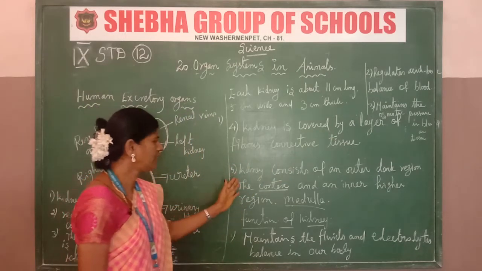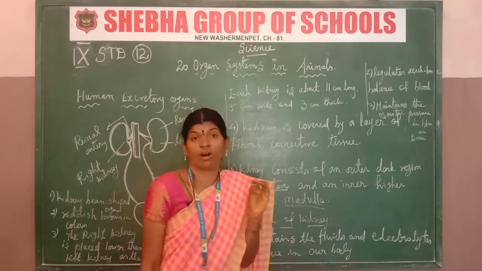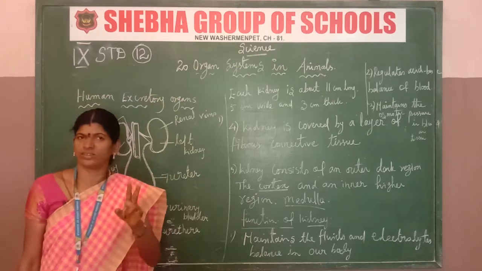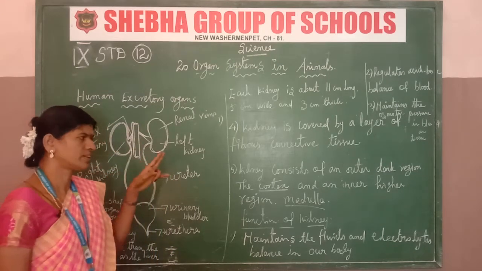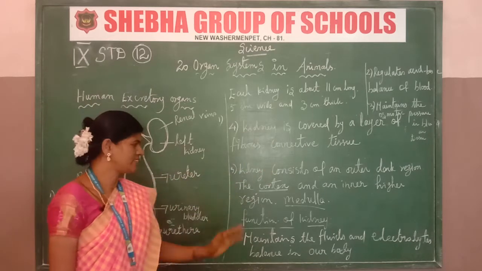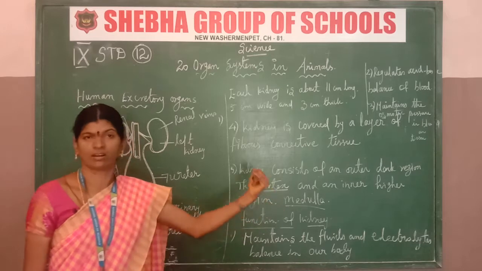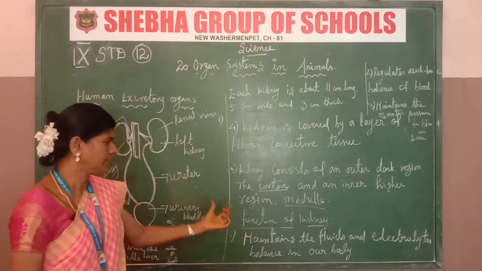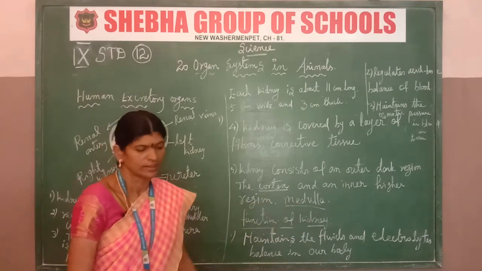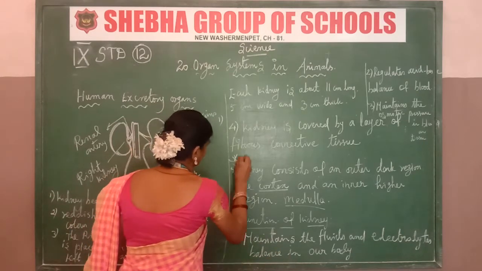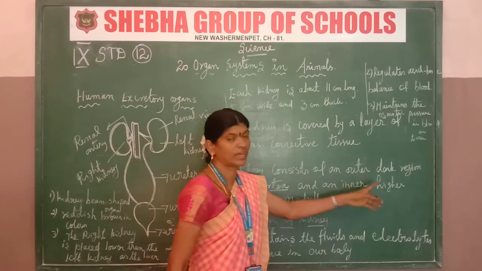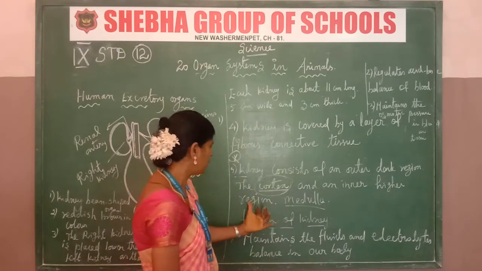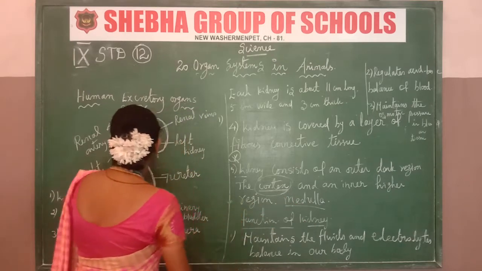Next, the kidney consists of two regions. The outer dark region is the cortex, and the inner lighter region is the medulla. This point is very important. So these are all the structure of the kidney.